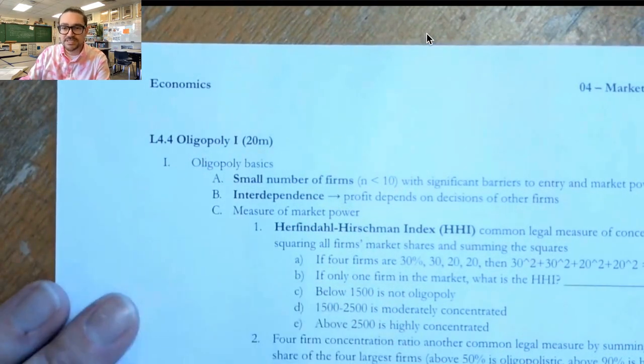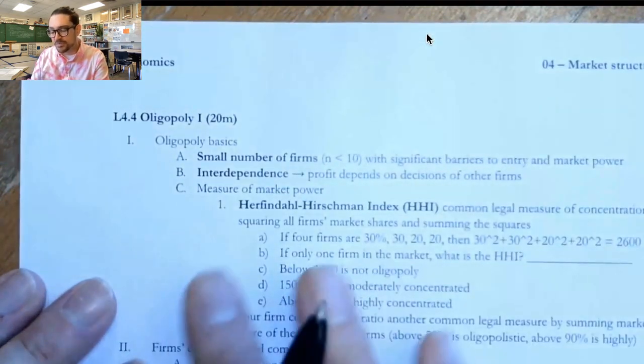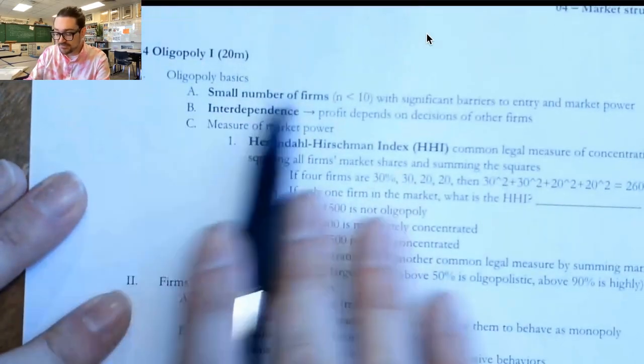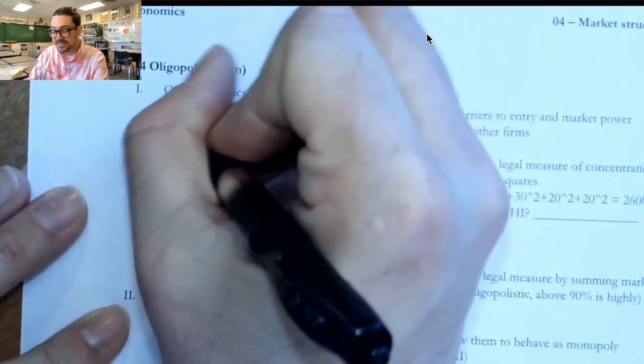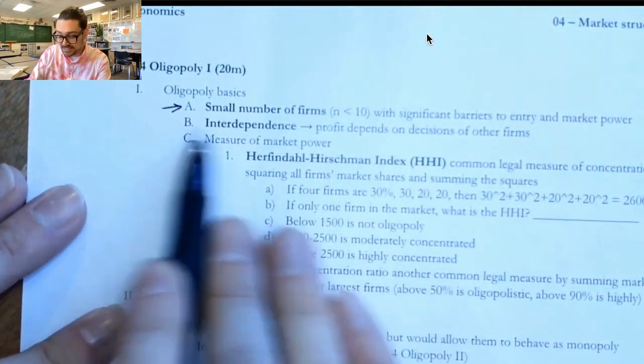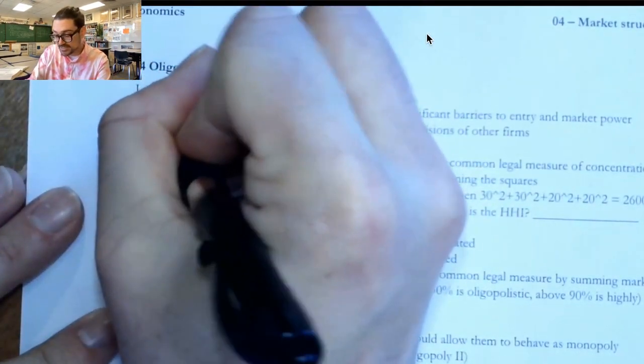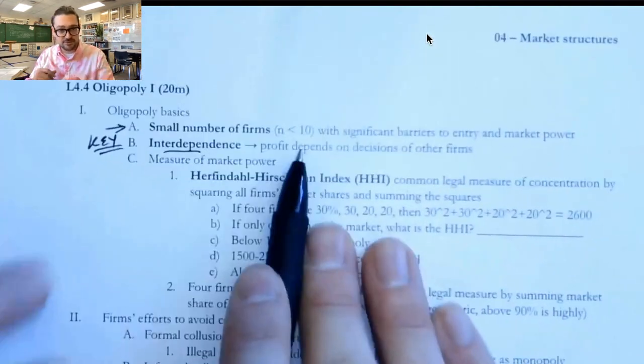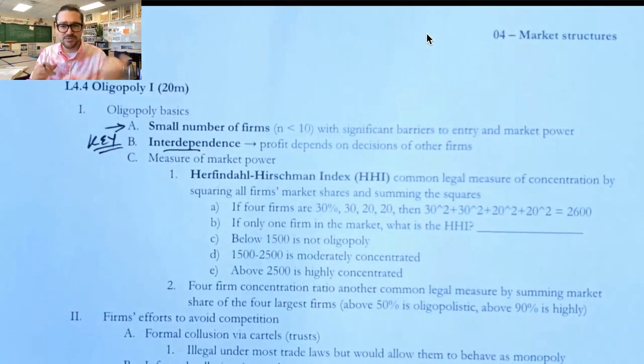There's not a whole lot for us to actually get from this. Most of what we're going to be doing with oligopoly involves game theory, which we'll get to in the second lecture. So the basics of oligopoly are, first, that there's a small number of firms, less than 10. And second, and this is the key trait, they are interdependent. Because there's so few firms, their profit, their outcome is dependent on what the other firms are doing, and vice versa. Every firm's outcomes and decisions are dependent on what the other firms are doing.